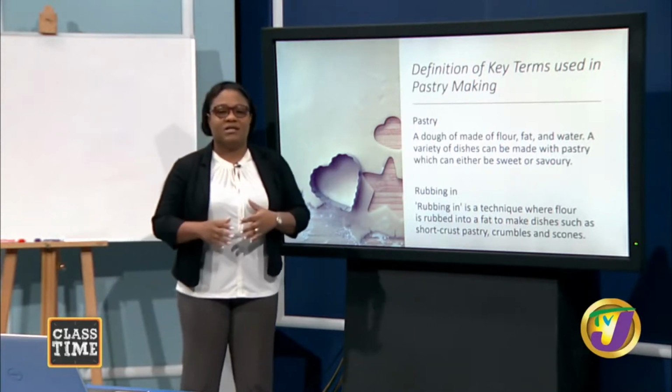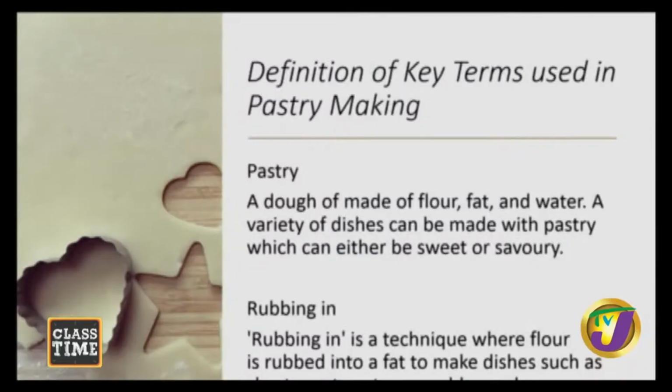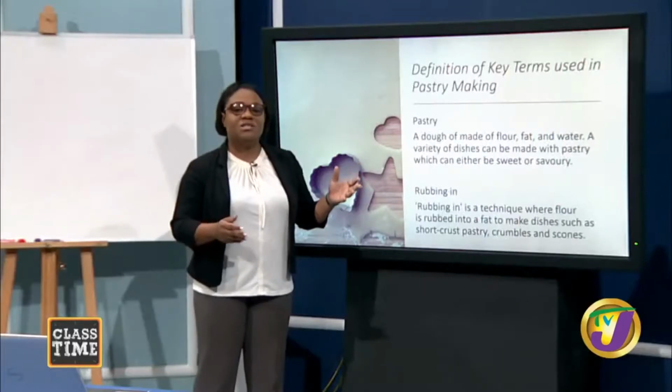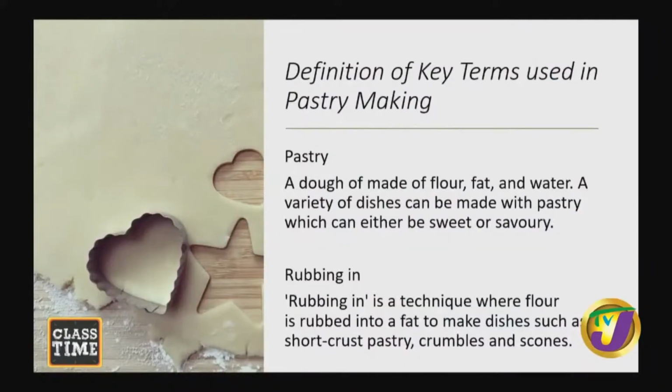All right, so we're going to be starting with definition of some key terms. Oftentimes, persons just categorize pastry as anything sweet that you're going to eat, and that's not necessarily the case. So, as it relates to food and nutrition, and this is actually universally accepted, pastry is a dough. It is made of flour, fat, and water. And it can be used to create a variety of dishes, and these dishes can be sweet or savory. Savory meaning not sweet, just to make that clear.